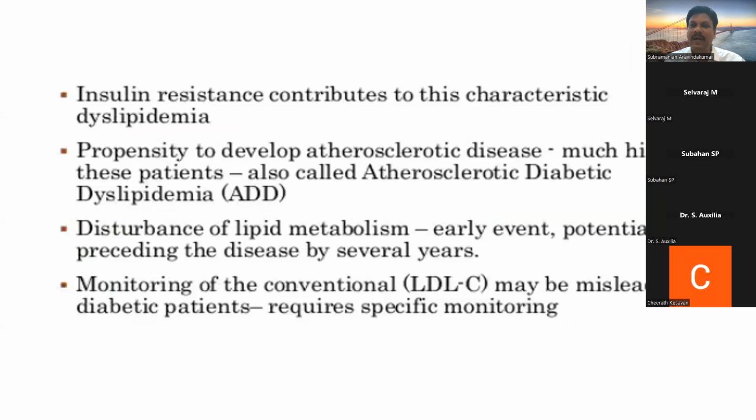Actually, this dyslipidemia occurs much earlier than the diagnosis of diabetes itself, at least 3-4 years before. So for any patient with increased triglycerides and low HDL in a routine health checkup, you have to warn the patient that they are likely to develop diabetes in 2 or 3 years. This is the warning we give, and then we have to give lifestyle modification.